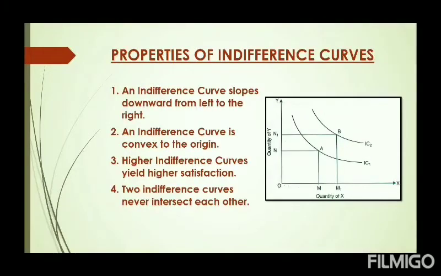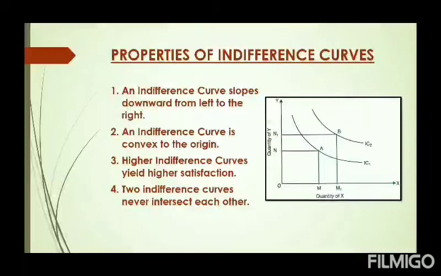Now let's discuss the properties of indifference curve, and it is an important question for ISC as well. So do this part very well. Properties. Now the very first property of indifference curve is an indifference curve slopes downward from left to right. Here you can see 2 ICs in the diagram. Each one of them is downward sloping from left to right.